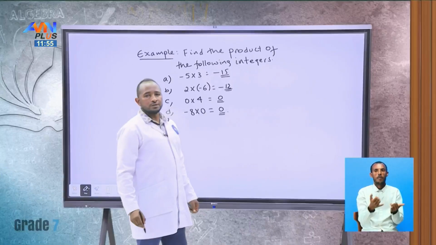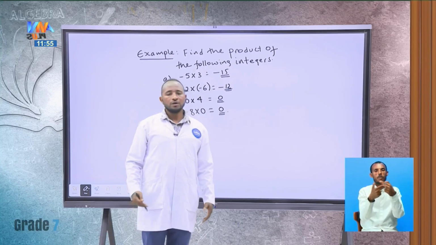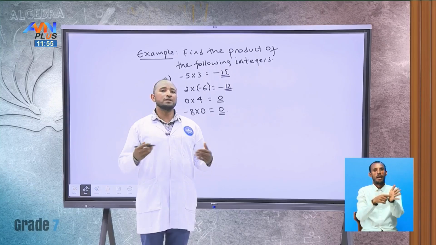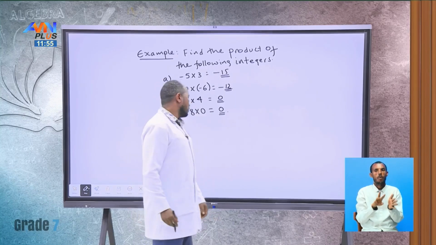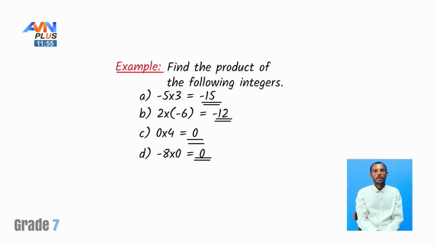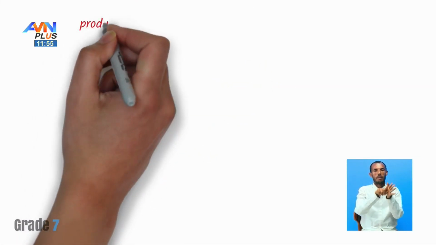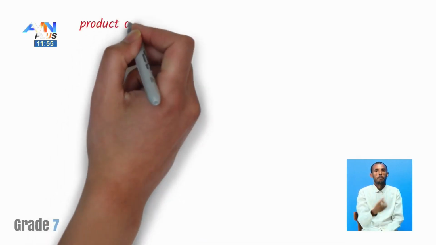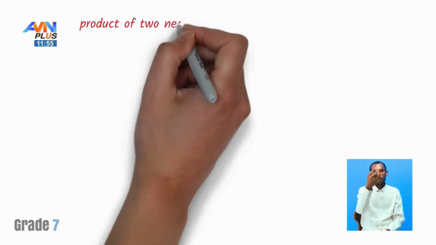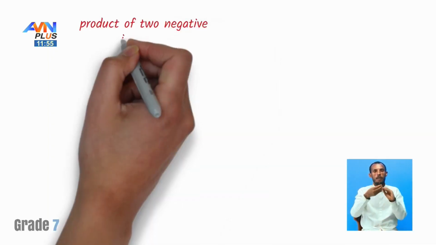Now let's proceed to how to find the product of two integers having the same sign, or the product of two negative integers. We'll go to that point now. Product of two negative integers.